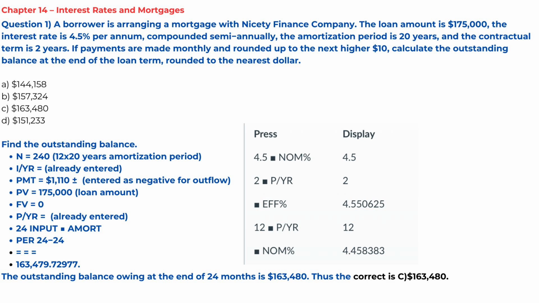Now we use the amortization function to determine the remaining balance after 24 months. The outstanding balance is the present value of remaining payments after 24 months. Enter 24, input shift amort. Calculator will display per 24-24. Press equal sign 3 times. Calculator displays 163,479.72977. The outstanding balance owing at the end of 24 months is $163,480. Thus, the correct answer is C, $163,480.